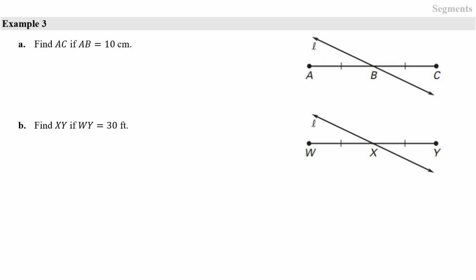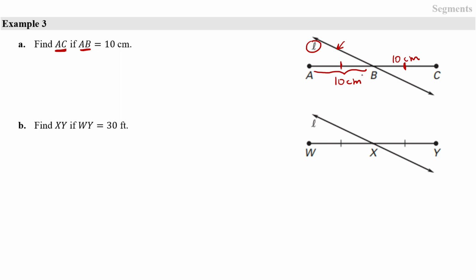Now let's look at this example, a pretty easy example. For example, find the distance from A to C if the distance from A to B is equal to 10 centimeters. Okay? So they're saying that from here to here, this is 10 centimeters. Well, you can see here the line L is bisecting the segment AC because these two pieces are equal. So this line will be considered a segment bisector. And if that's 10 centimeters, then this is also going to be 10 centimeters.